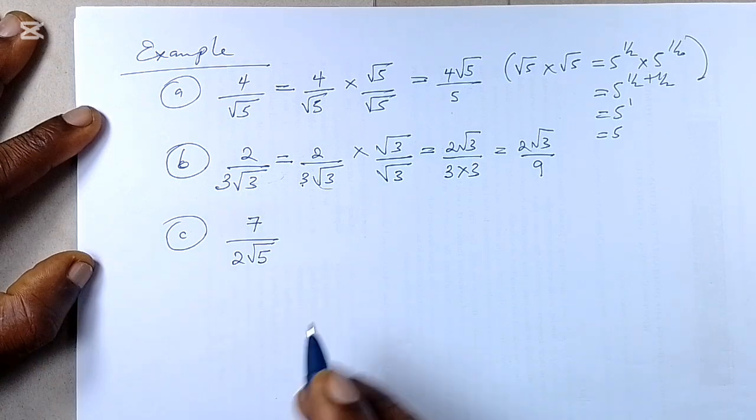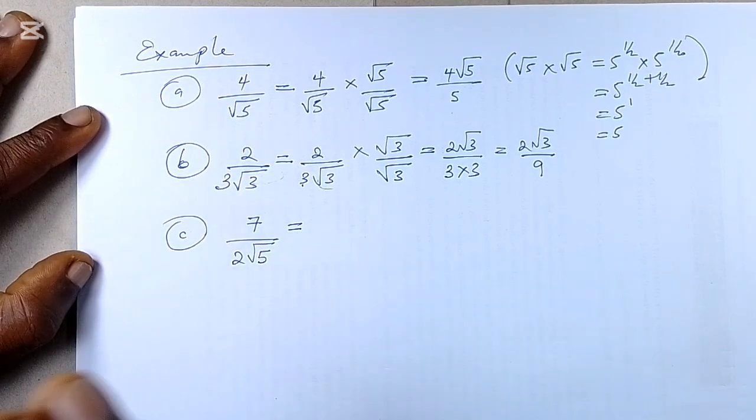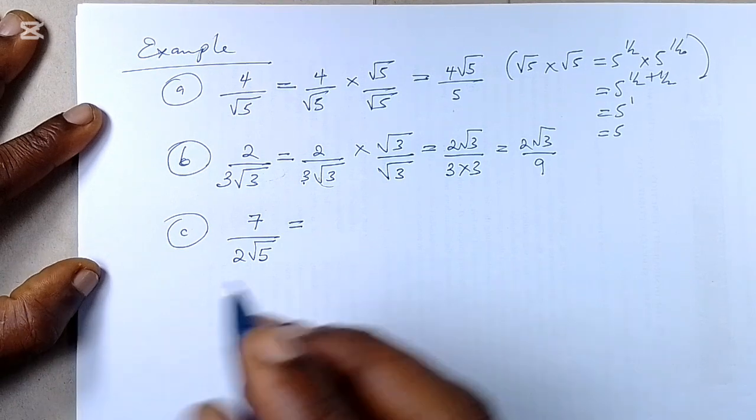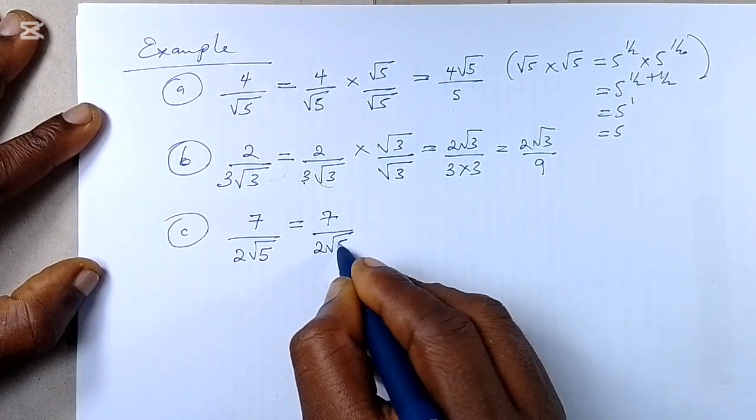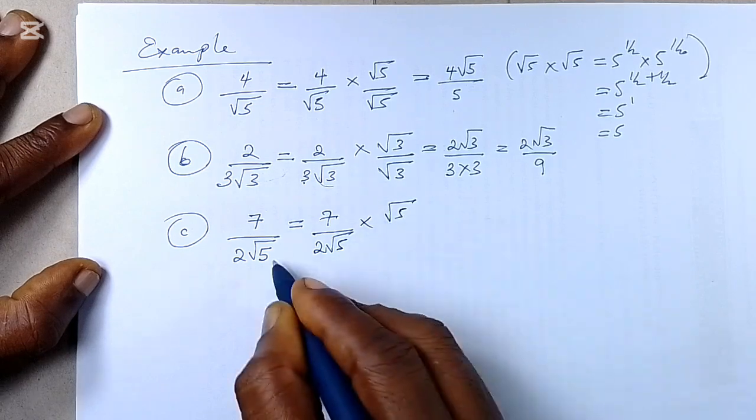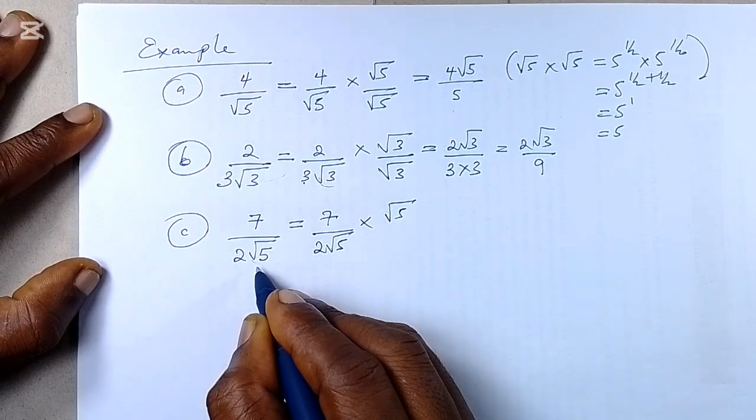Okay, so that being said, let us go to the third problem for the first type of surds that need rationalization. This one will be 7 over 2 root 5. For me to rationalize, all I need to take out is the surd component in the denominator, which is root 5.